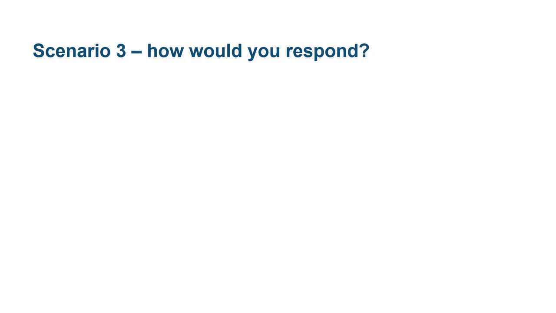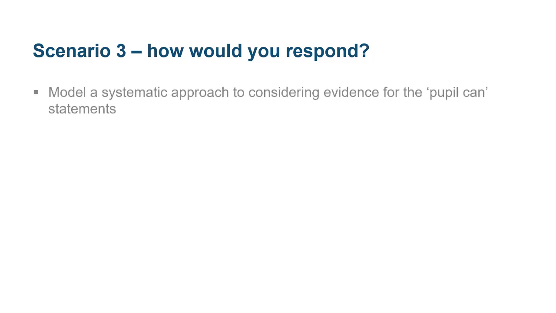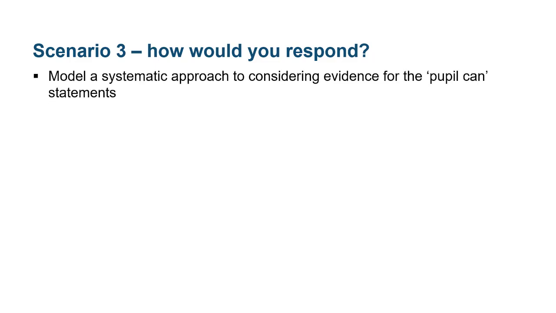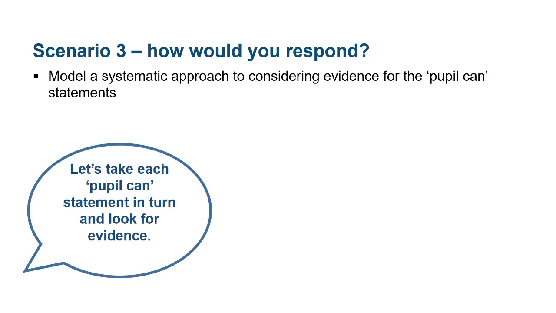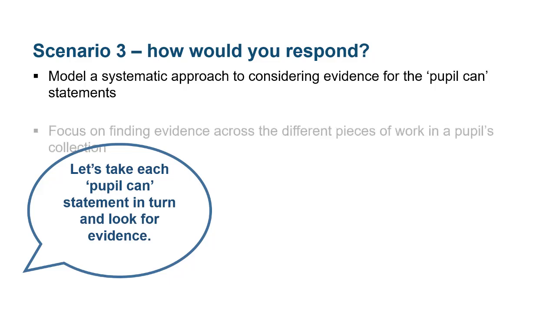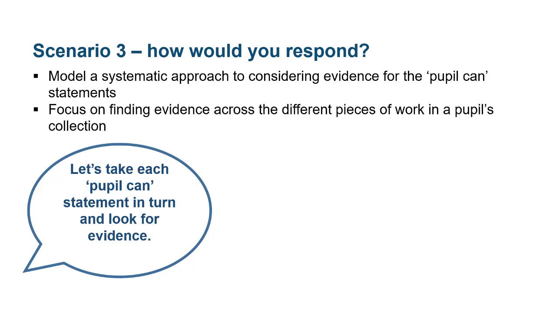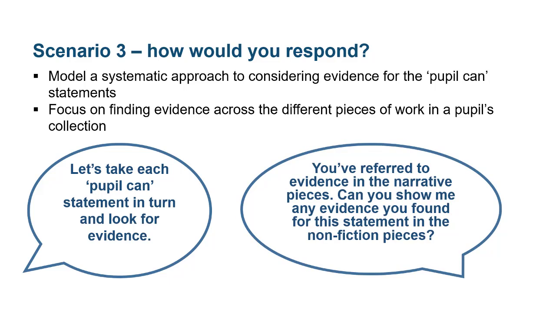What next steps did you identify? You might have considered some of the following approaches. You could model how to look for evidence systematically in the work sample, taking each pupil can statement in turn. For example, you could read aloud sections of the writing that highlight occasions when the pupil has not exercised a conscious control over the levels of formality. You could also ask about gaps where the teacher might have focused on evidence in some pieces of writing, but not others. For example, they might have found evidence in narrative writing, but not non-fiction.